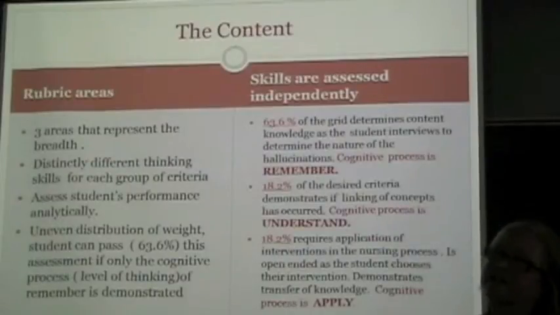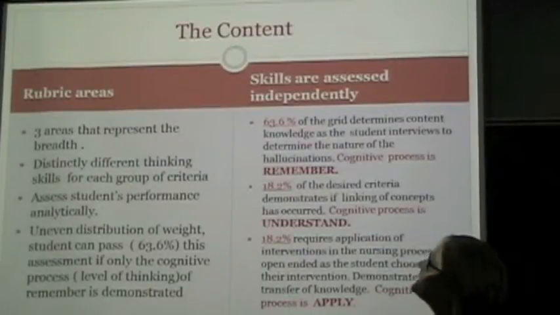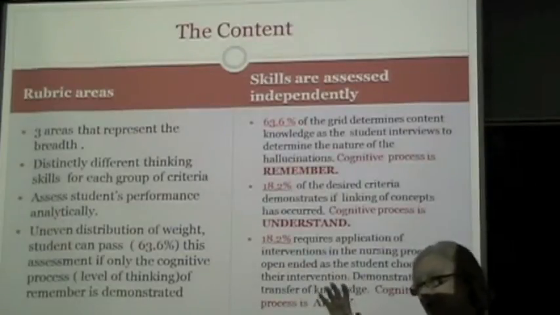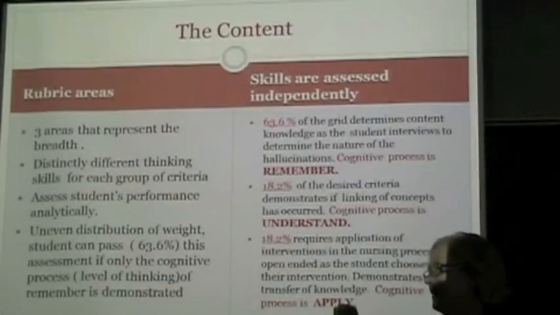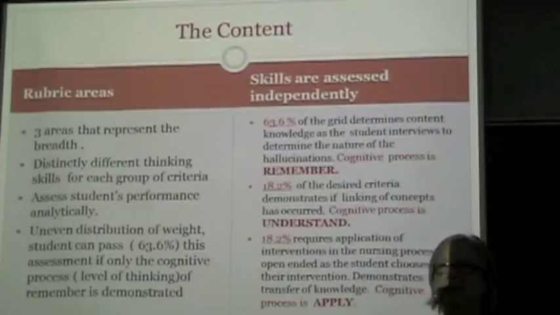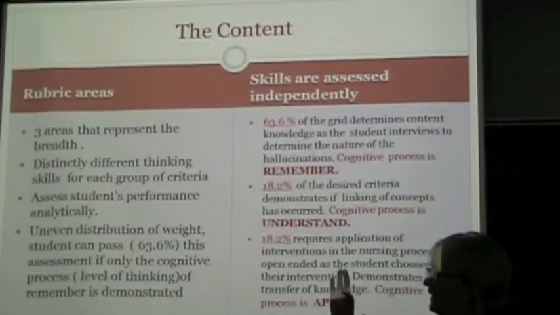The rubric areas: there are 3 areas that represent the breadth. There are distinctly different thinking skills for each group of criteria. So for each of the 3 groups of criteria, there are distinct thinking skills that the student needs to demonstrate in order to get the criteria correct. It assesses students' performance analytically. It is a breakdown of their performance into minute points.